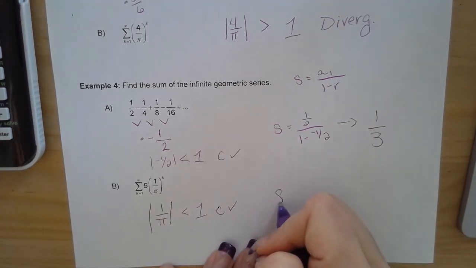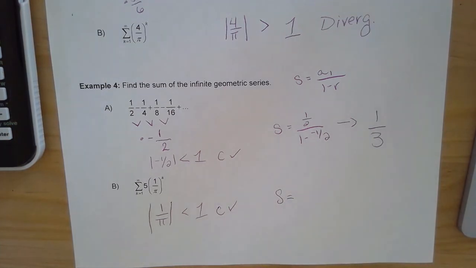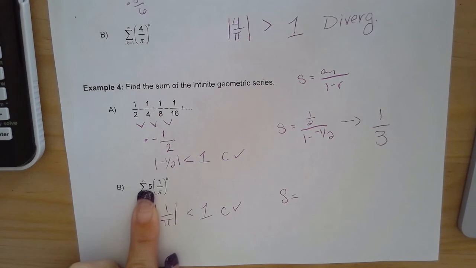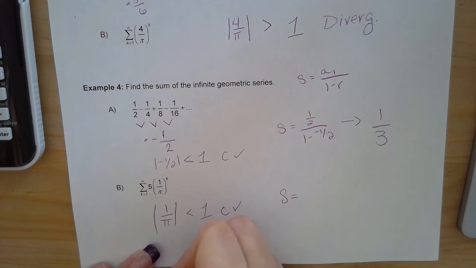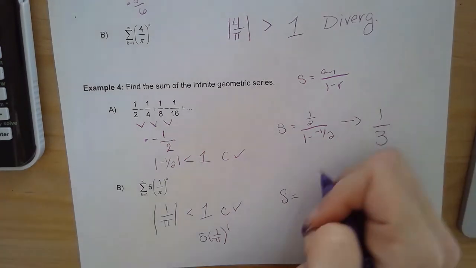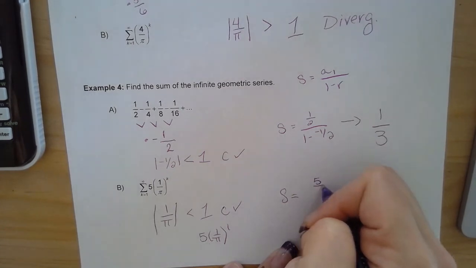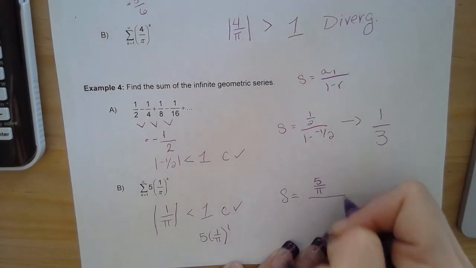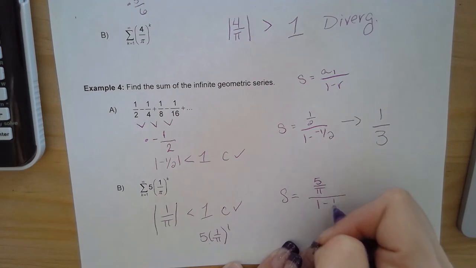Awesome. So let's put it in our formula. The first term, be careful here, because what is the first term? This is k, not k minus 1, so this is not the first term, guys. So we must plug in to find that first term. We have 5 times 1/pi to the first. That's 5/pi. I'm going to do that so we're not approximating in the middle of a problem. So the first term is 5/pi all over 1 minus 1/pi.